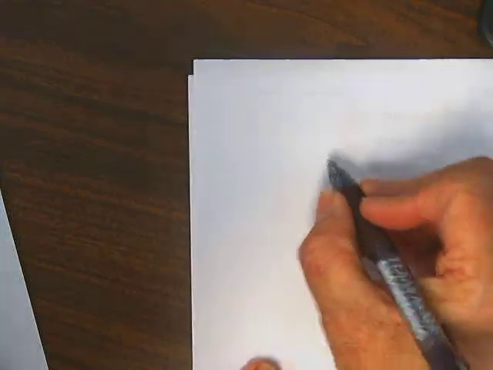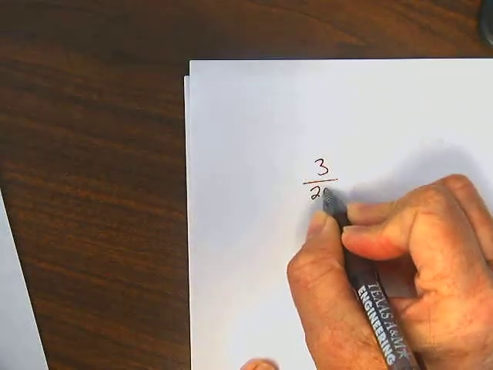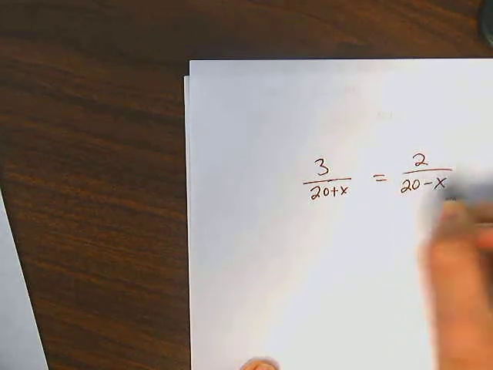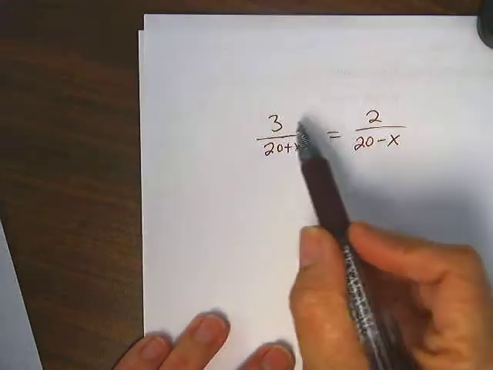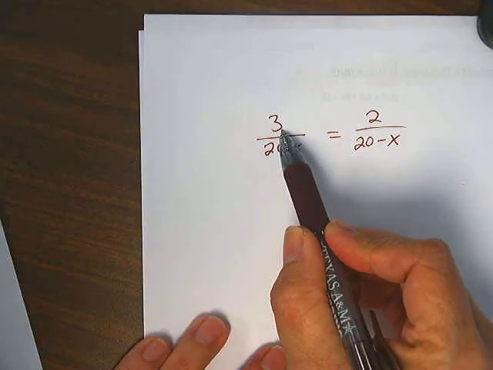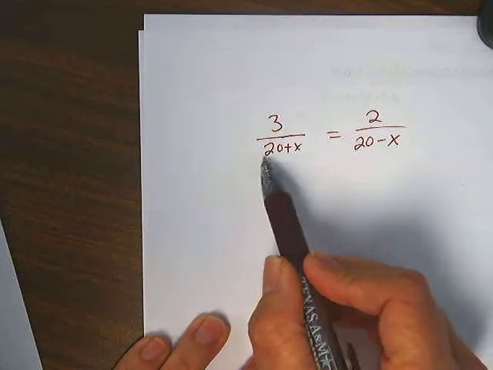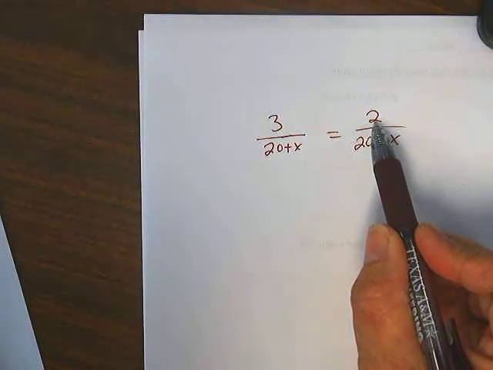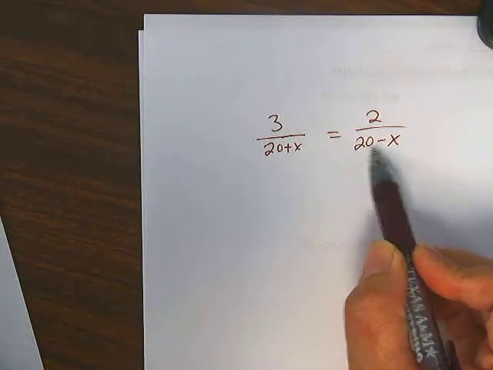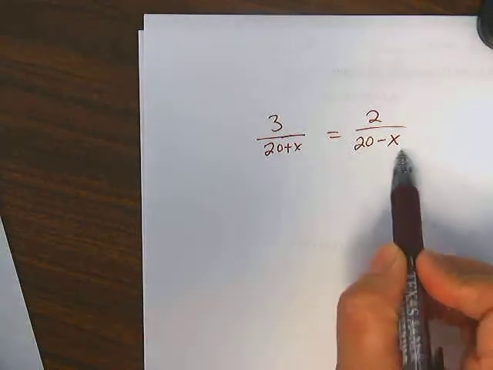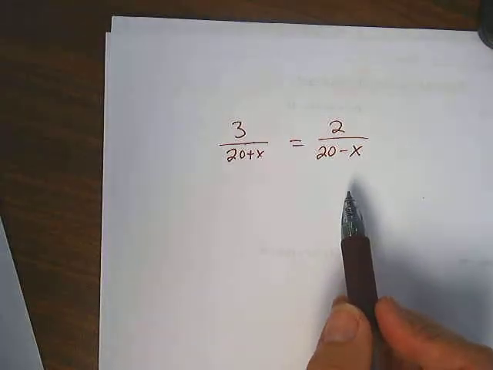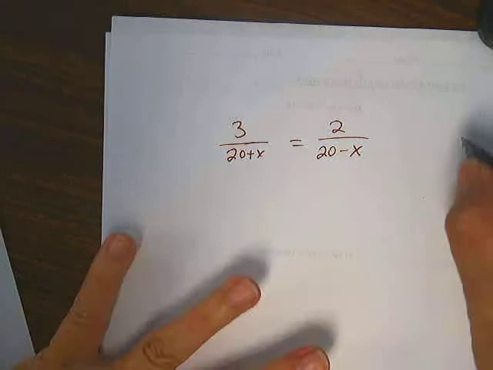So let's take a look here. Our rate times distance, we said 3 over 20 plus x is equal to 2 over 20 minus x. And as a reminder, the 3 represented our distance going downstream divided by our speed going downstream. And we said that was equal to our distance going upstream divided by the speed going upstream. And the x represented our current. So we don't need to simplify, but we do need to see what is not an acceptable value for x.